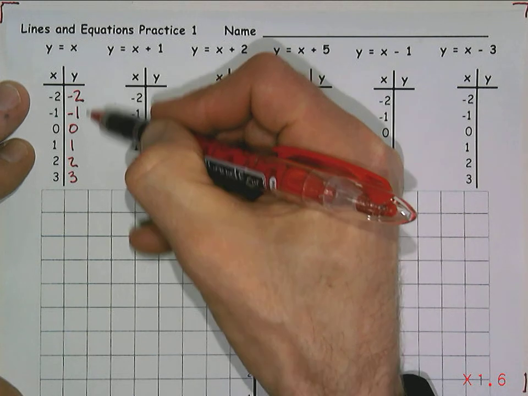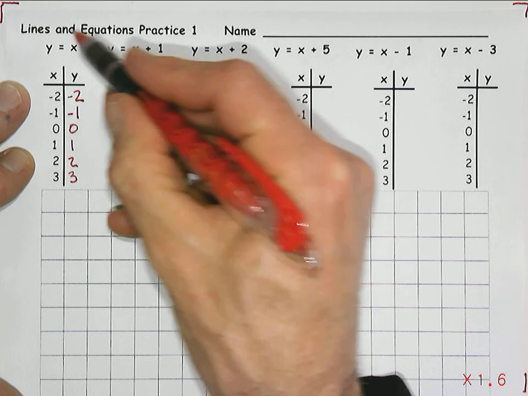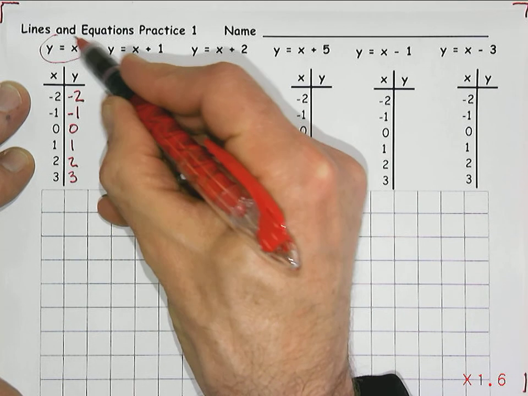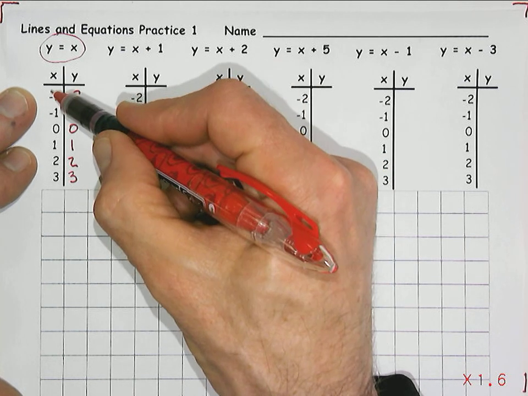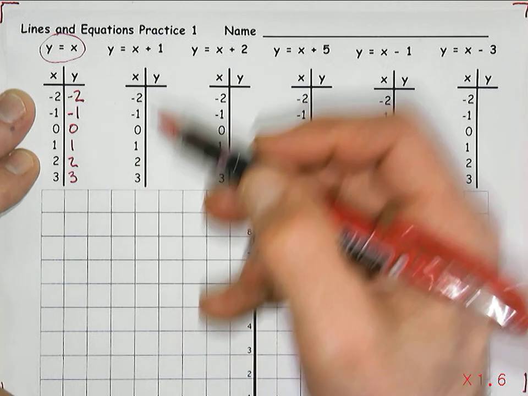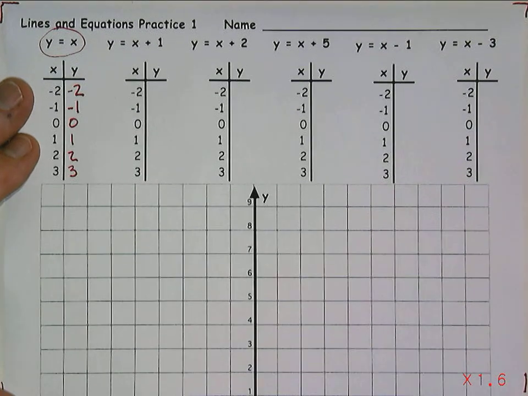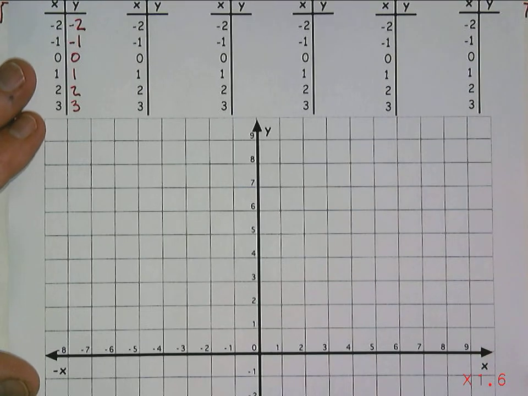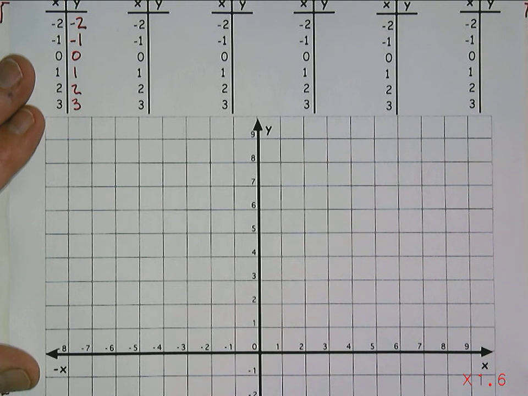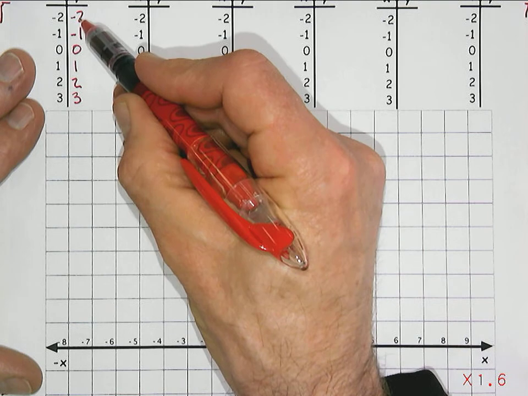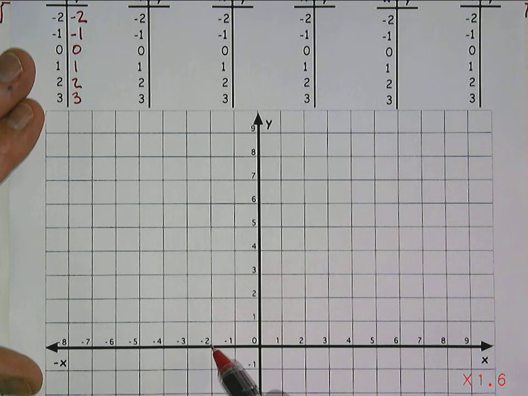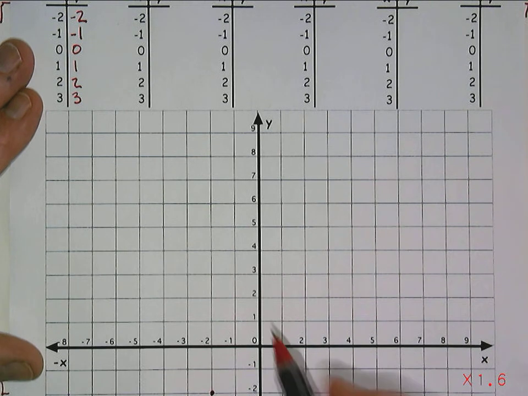Now what we've just done is generate a table of values for the line that represents y equals x, and these are coordinates or pairs that go with it, and the x value is first. So I'm going to go down to the graph and use these numbers. The first point is negative 2, negative 2, where x is negative 2 and y is negative 2, which is right in that spot.